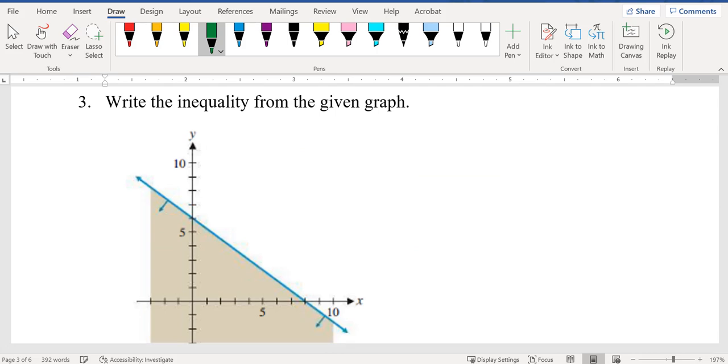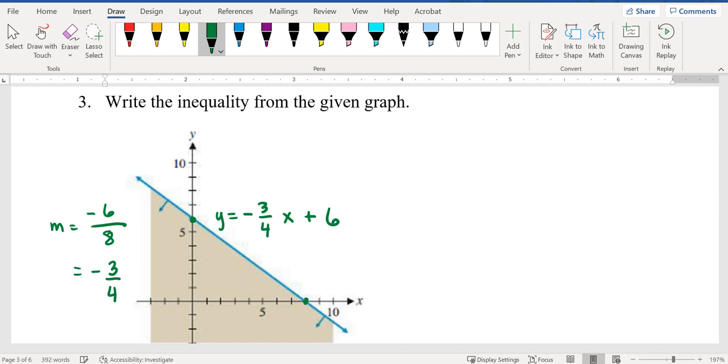Number 3, write the inequality from the given graph. What is the equation of this boundary line? It's going to be y equals, okay, to get from this point to this point, what's my slope? I've got to go down 1, 2, 3, 4, 5, 6. So it's going to be negative 6 over something. 1, 2, 3, 4, 5, 6, 7, 8. So my slope is going to be negative 3/4. So y equals negative 3/4 x, and then plus the y-intercept, which is 6.